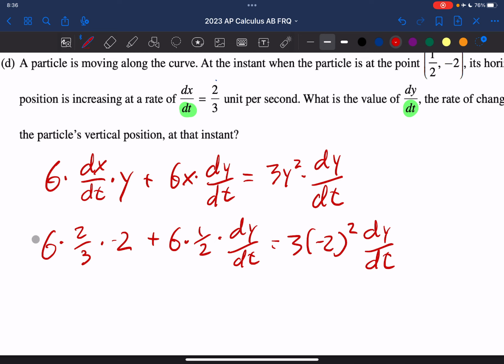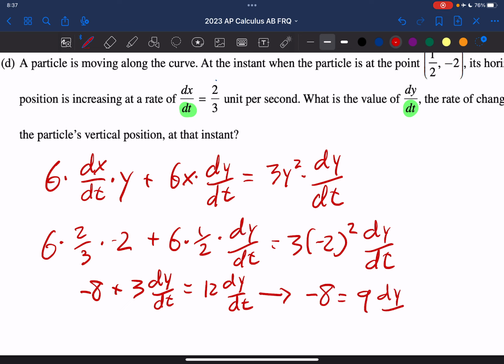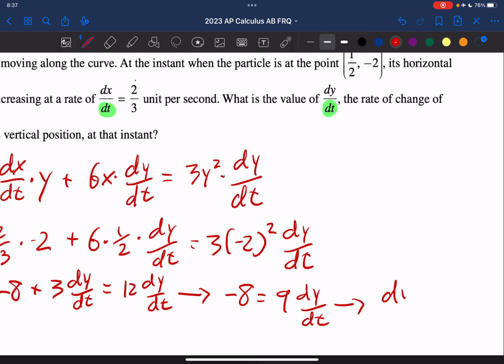All right, so 6 times 2/3 is 4. 4 times -2 is -8, plus 3 dy/dt equals 2 squared is 4 times 3 is 12 dy/dt. So when I bring the 3 dy/dt over to the other side, we get -8 equals 9 dy/dt. So then that leaves us with dy/dt equals -8/9. And there's our value.